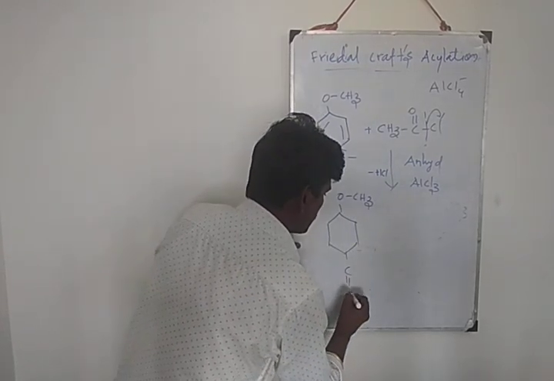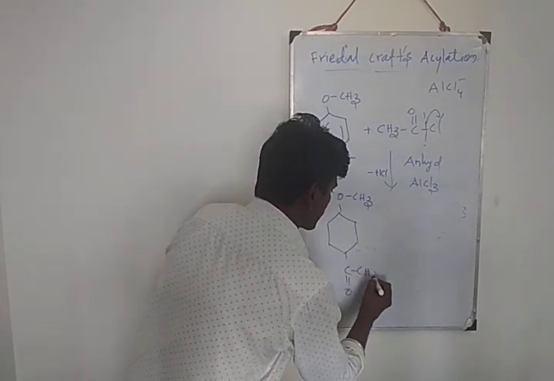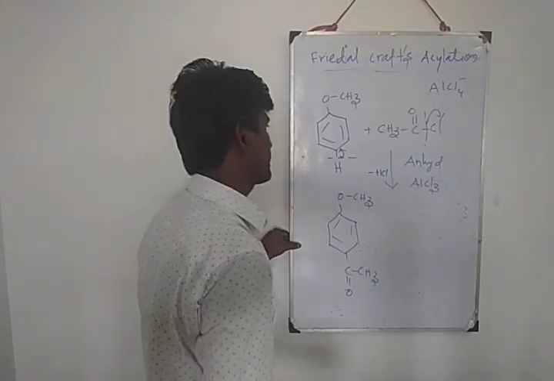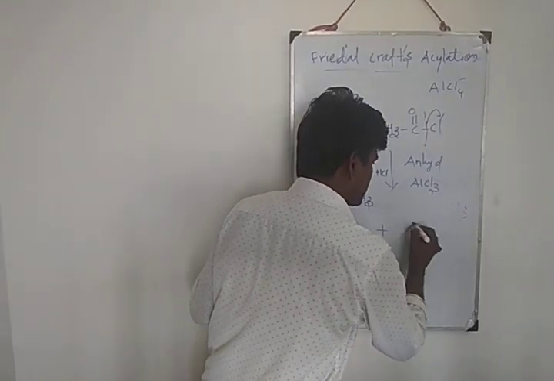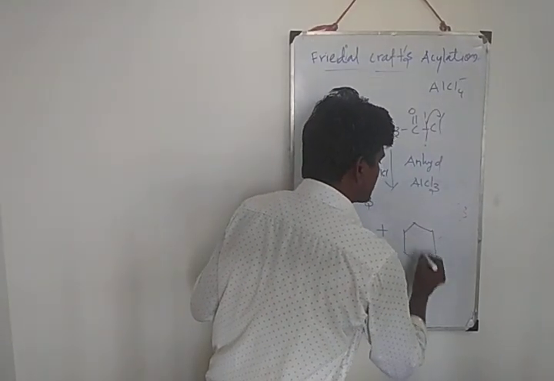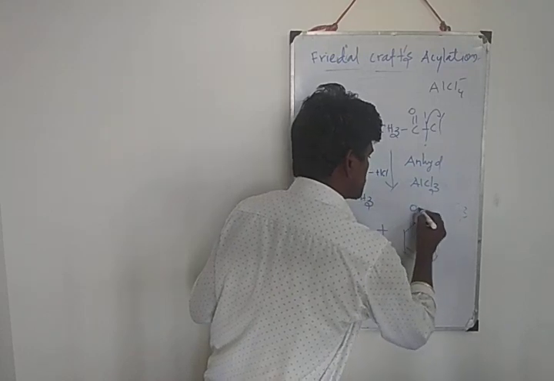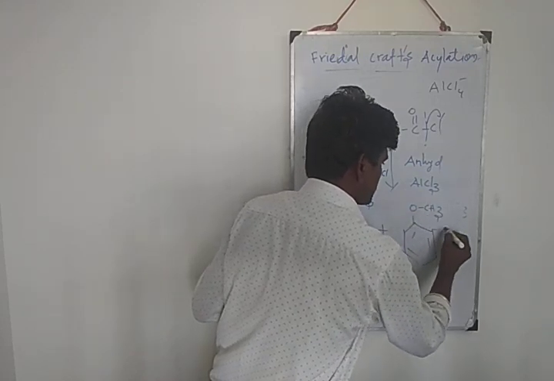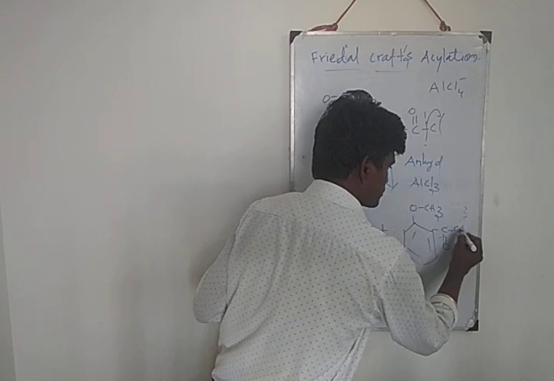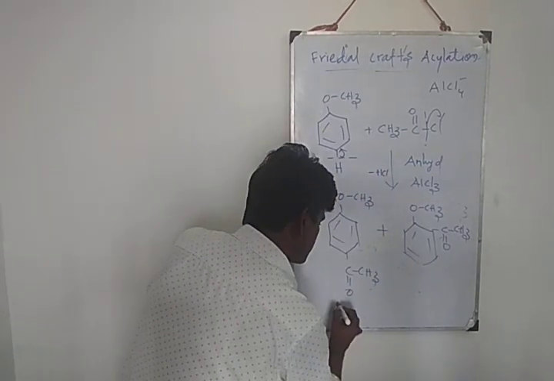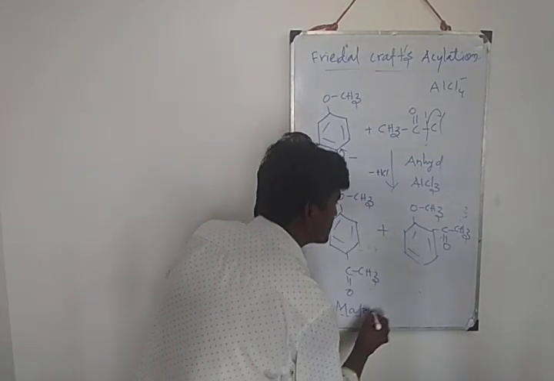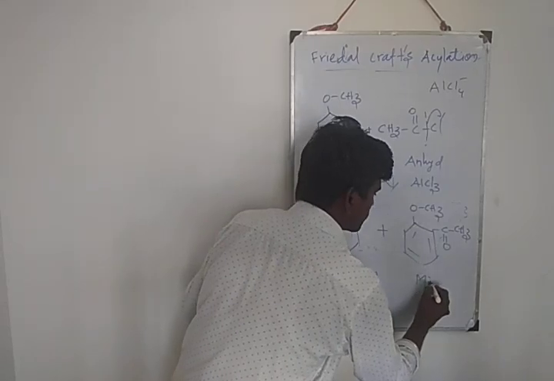C double bond O CH3. This is the para product, acylation in the para position. The same chemical reaction takes place in the ortho position also, and you can get the ortho product. Which one is the major product? Always the para product is the major product. The ortho product is the minor product.